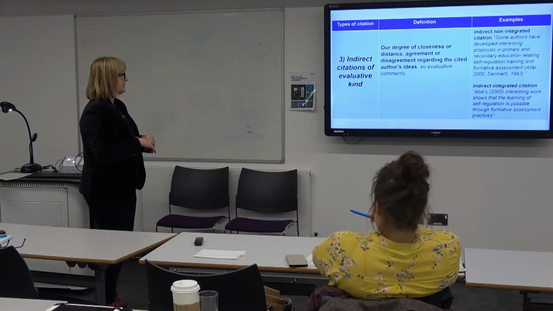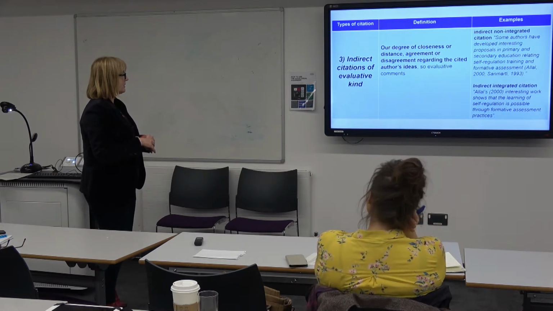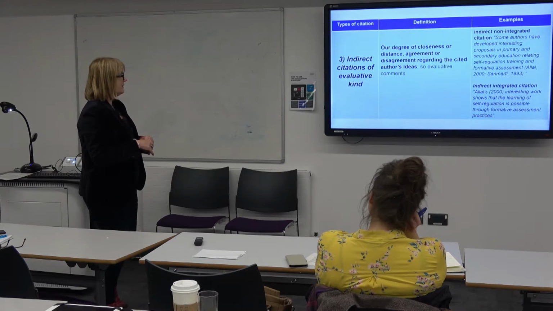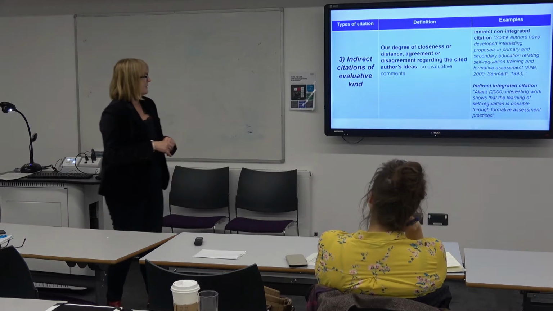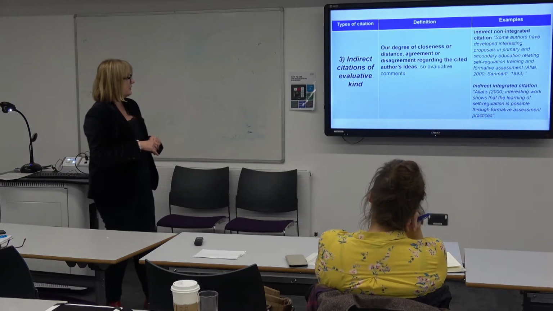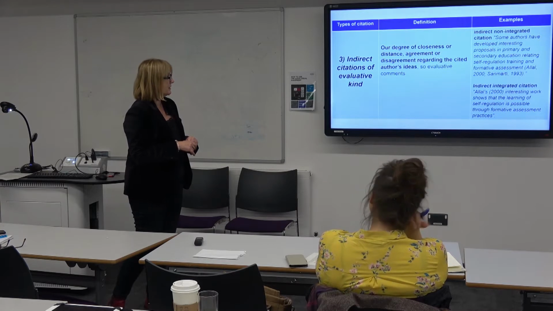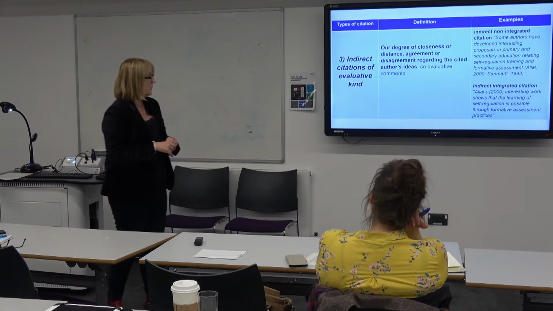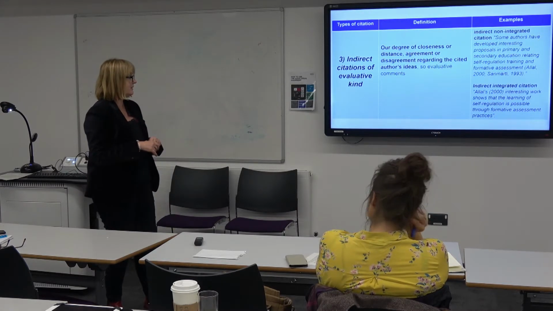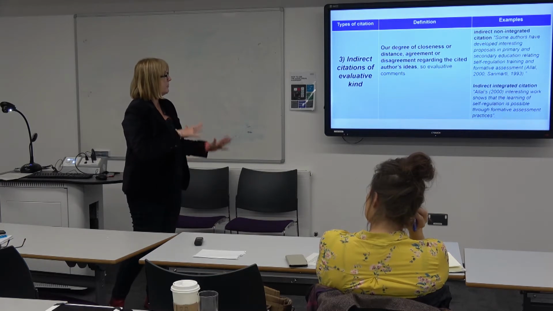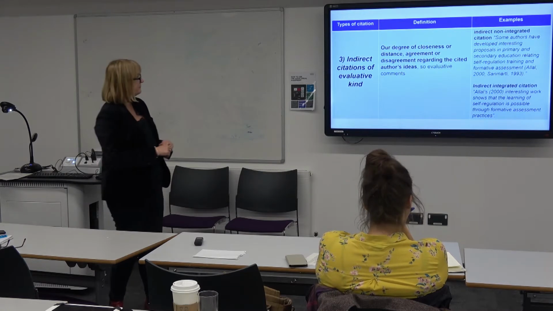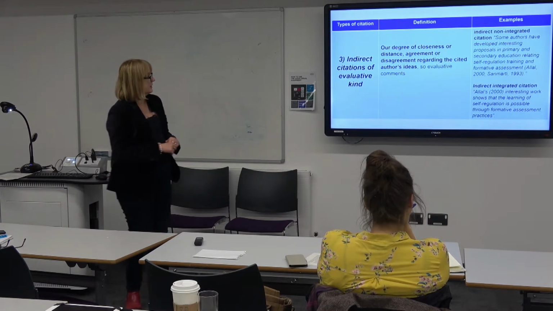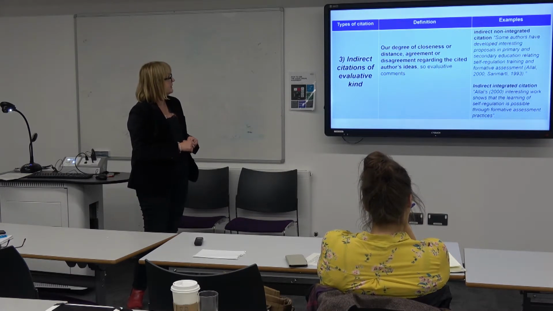So, indirect citations of an evaluative kind, when we evaluate what we're citing, our degree of closeness or distance or agreement or disagreement regarding the cited author's ideas. So we're making evaluative comments about what we are citing. We can have evaluative indirect non-integrated citations, or we can have indirect integrated citations, and they can both be of an evaluative kind. Does that make sense? So there are some examples there on the slide.